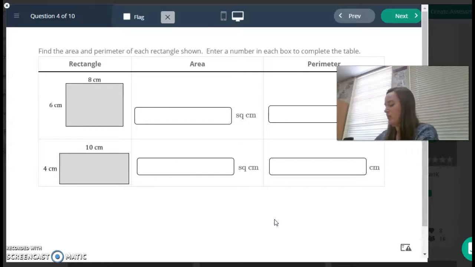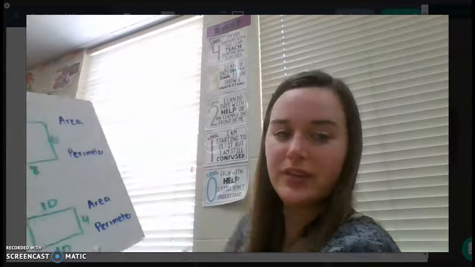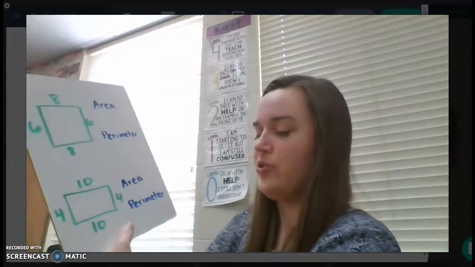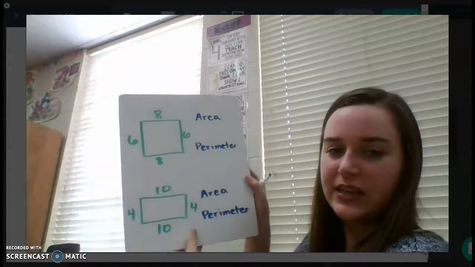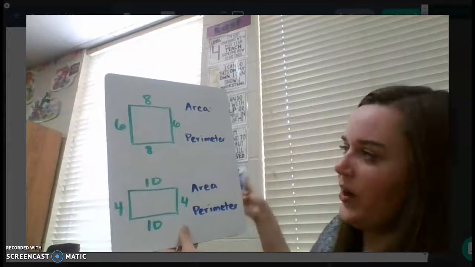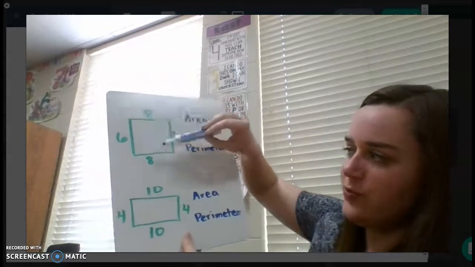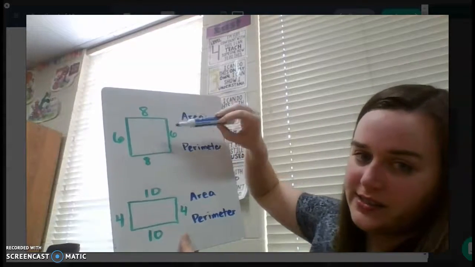Okay, so let's do this together. Here, I'm going to pause while I draw both of these. Okay, now that I have both of them drawn up here, let's take a look. So the first one, I went ahead and filled in the other sides. I just went straight across, so the 8 means the other side would be 8, 6, and 6.